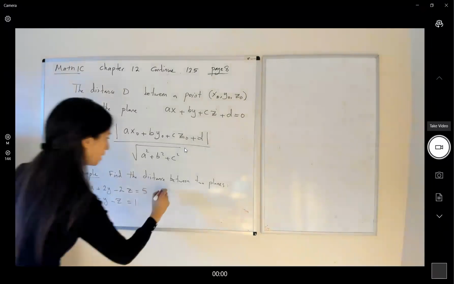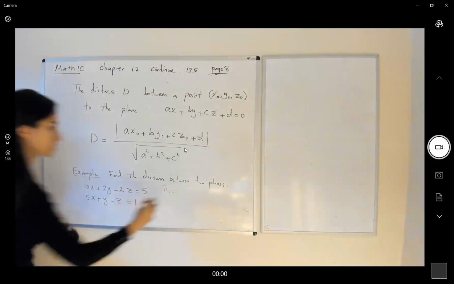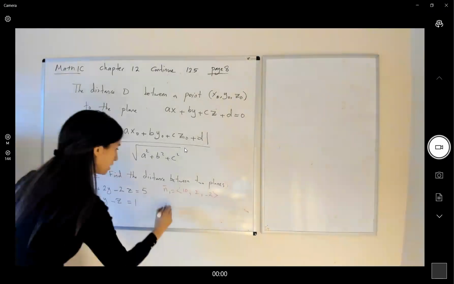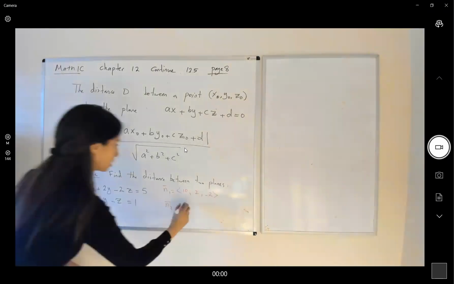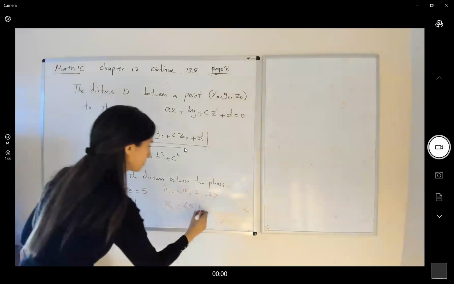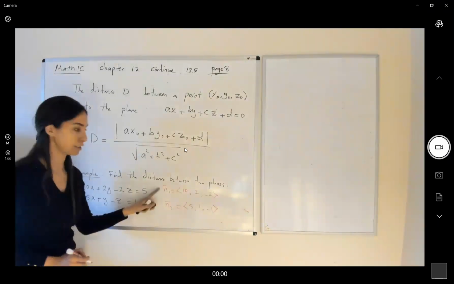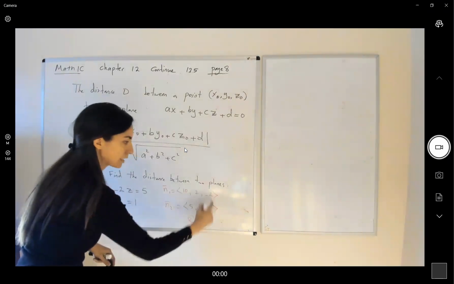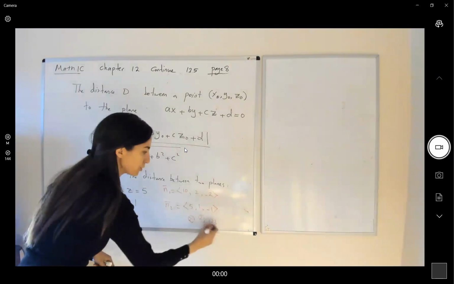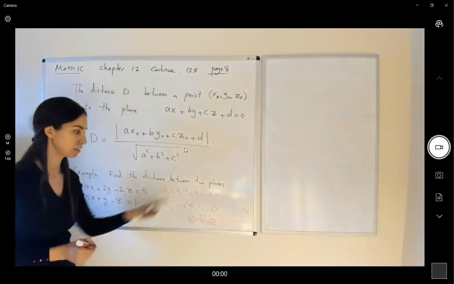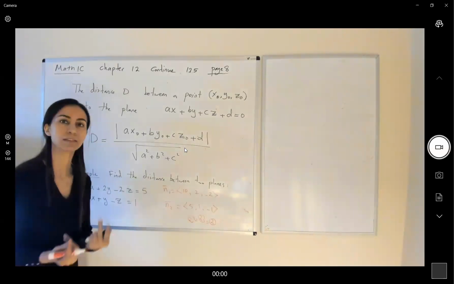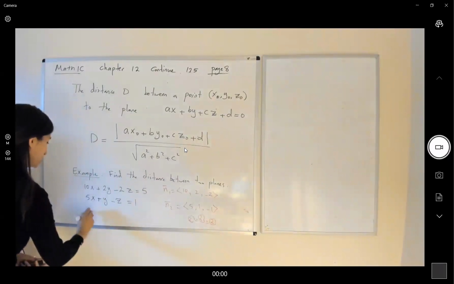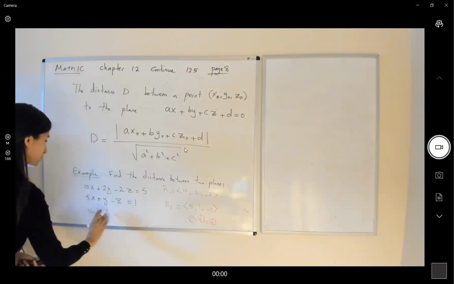So n1, the normal vector, is 10, 2, -2 for the first plane, and for the second plane, the normal vector, as you can see, is 5, 1, and -1. If you divide these two vectors, 10 over 5 is 2, 2 divided by 1 is 2, -2 divided by -1 is also 2. So as you can see, the division between the components is a fixed constant. That's why we say that these two planes are parallel to each other.